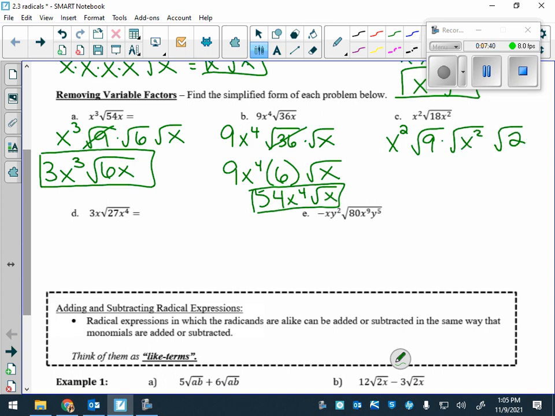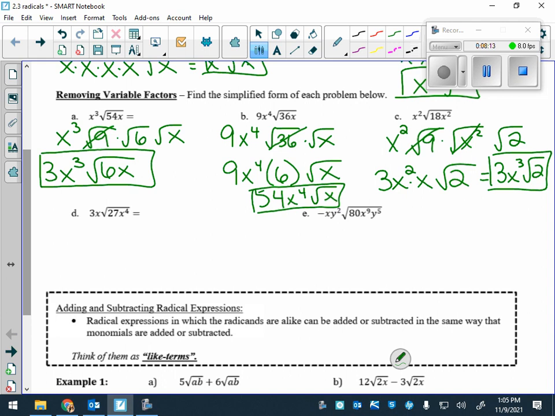Okay. What's the square root of 9? 3. What's the square root of x squared? Can I do anything with root 2? No. So what is my final answer? Nolan? Yep. 3x cubed, root 2. Awesome.